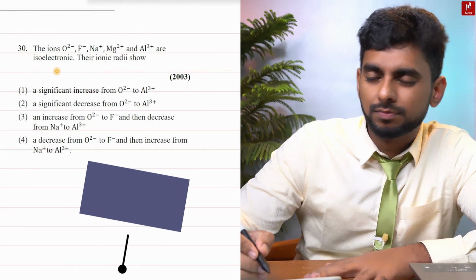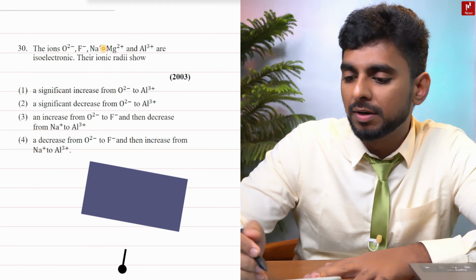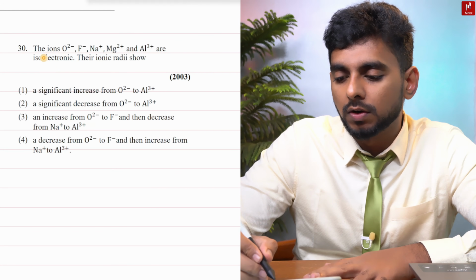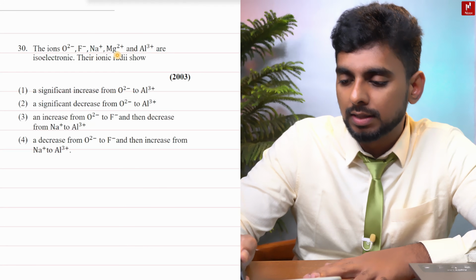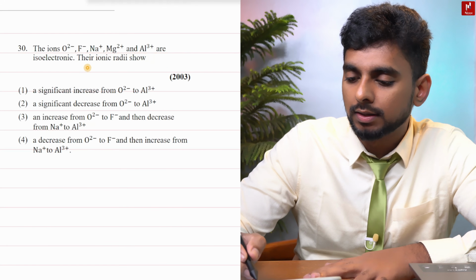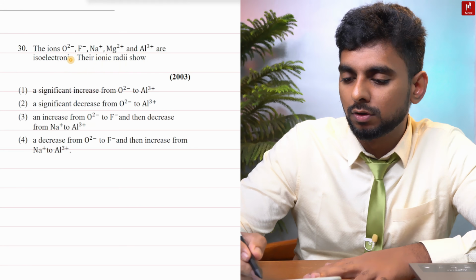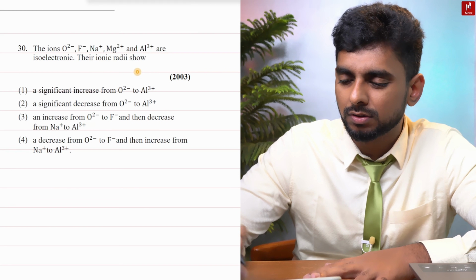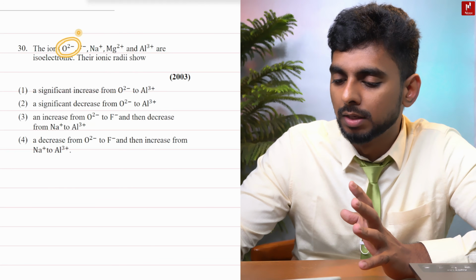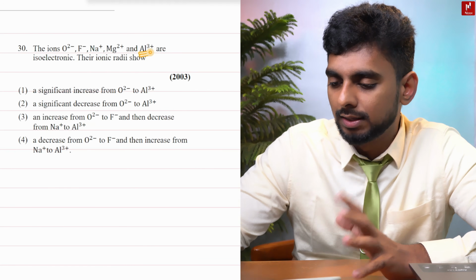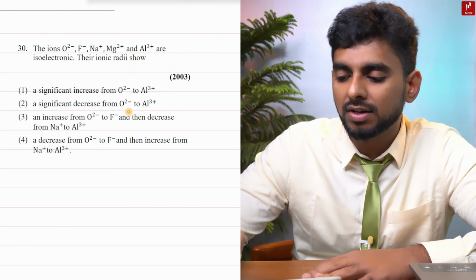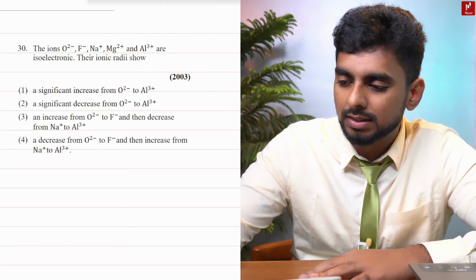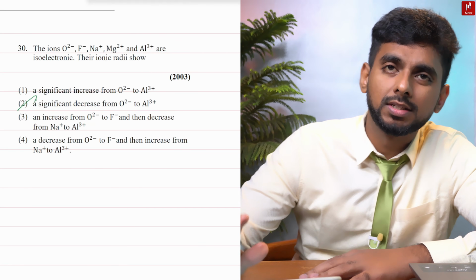Next question is also a simple one. We have already seen the order in the previous sums. They have asked the same question based on statements. Here the question is: the ions O2-, F-, Na+, Mg2+ and Al3+ are isoelectronic. They have given you five ions and told you that those are isoelectronic. What pattern does the ionic radius show? Obviously O2- should have the maximum ionic radius and Al3+ the least. So a significant decrease from O2- to Al3+ has to be my answer. The rest of the options don't make any sense. Option 2 is my answer. Let's move to the next one.